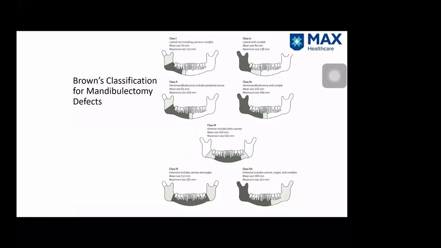Now, this is also a very relevant classification. All these classifications help in deciding what sort of reconstruction we are looking at. So I'm not going into the reconstruction part right now, but this is important in planning it and also in discussing and explaining to other people how much we are removing.